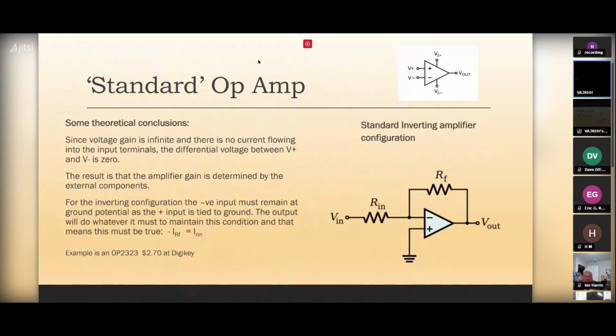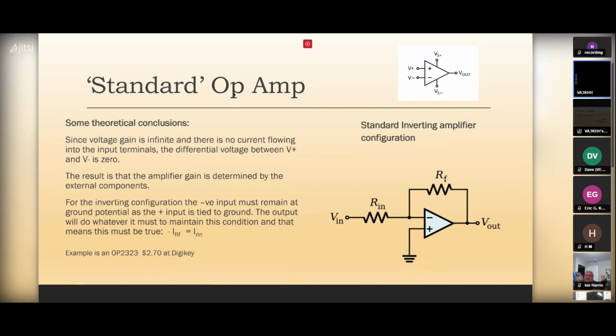This is just a summary of what I just talked about. Since voltage gain is infinite and there's no current flowing into the terminals, even though there's a tiny bit of current, the differential voltage is 0. The result is that the gain is determined by the external components for the most part. For the inverting configuration, as it's drawn there, you tie the positive input to ground, and the input will do what it has to do to make that equation true, where minus RF is equal to RN.